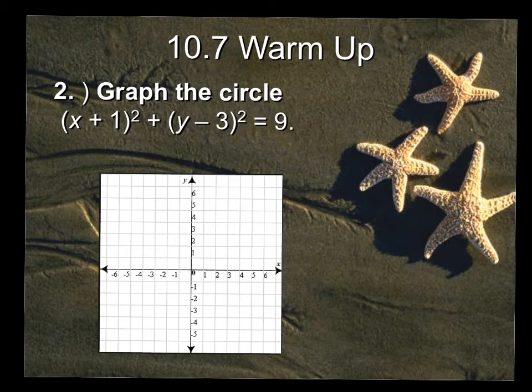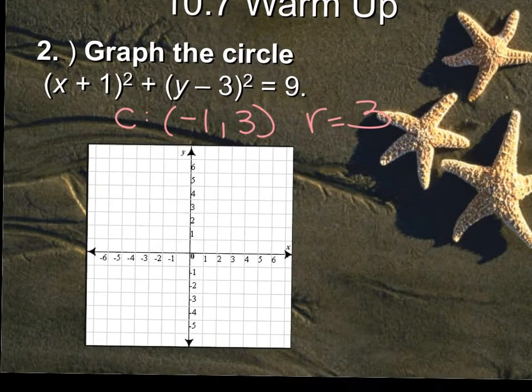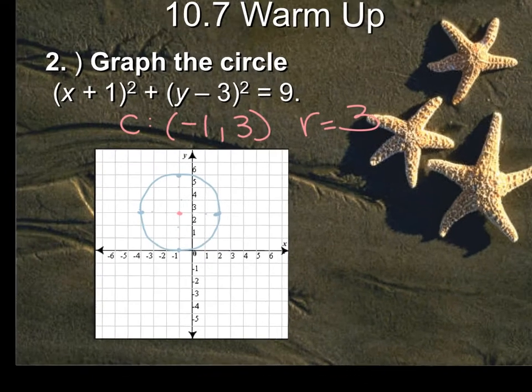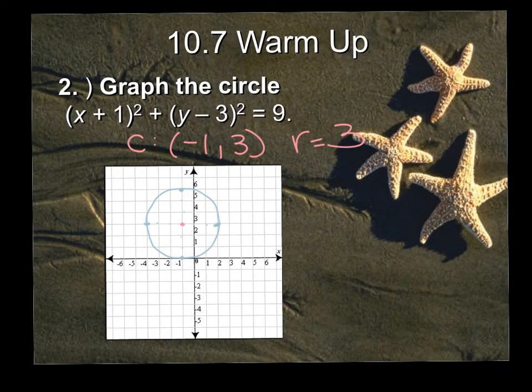Number 2 says graph the circle. So from this equation, you've got to take out of it its center and its radius. What would be the center? -1, +3, and the radius would be 3. So then I want to come in here, -1, 3, and count to the right 1, 2, 3, up 1, 2, 3, left 1, 2, 3, and down 1, 2, 3, and then connect your points. Questions on that one?